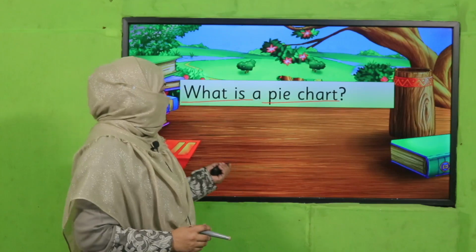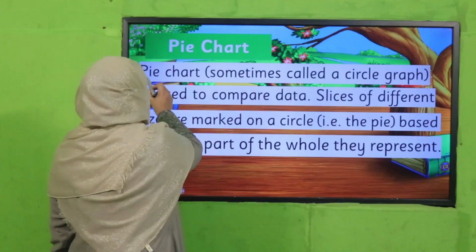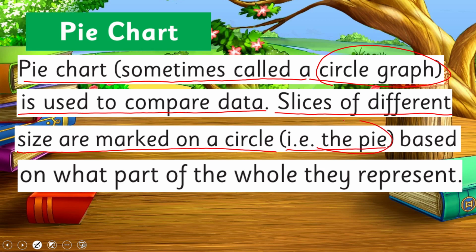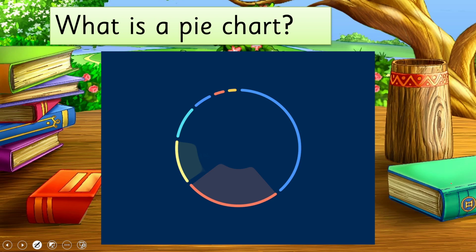Yes, my dear children, a pie chart, sometimes called a circle graph as well, is used to compare data. Slices of different size are marked on a circle, that is called a pie. Okay, just like a pizza slice, one slice of the circle is called a pie, based on what part of the whole they represent, and this is how it looks.